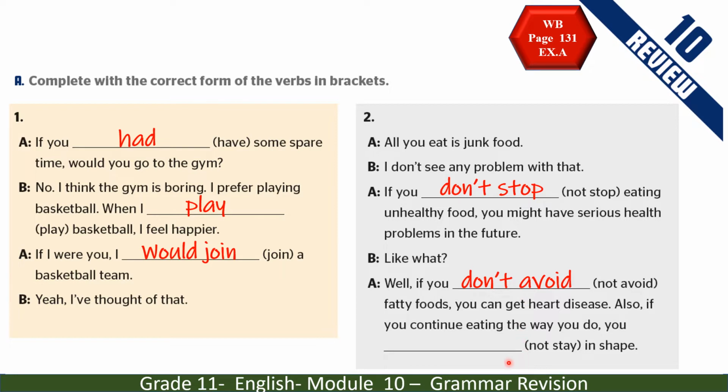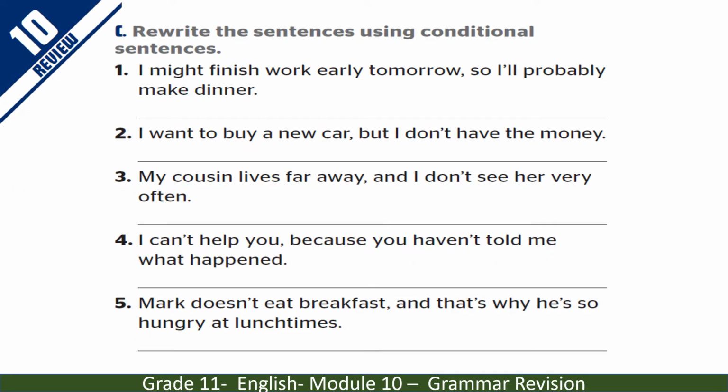In this sentence here, this is if, and this is the present simple. So this is first conditional. We have won't stay. Now, go to your student's book, page 145, exercise C. Your task is to rewrite the sentences using conditional sentences.